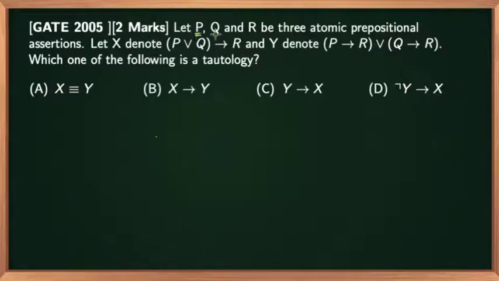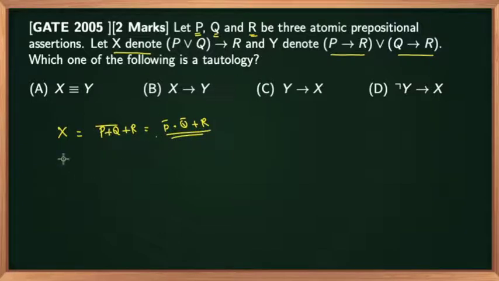Let P, Q and R be three atomic propositional assertions. Let capital X denote P or Q implies R, and capital Y denote P implies R or Q implies R. Which one of the following is a tautology? So it's given that X is equal to P plus Q implies R, right? So (P + Q)' + R, that's equal to P'Q' + R. That is what is X.